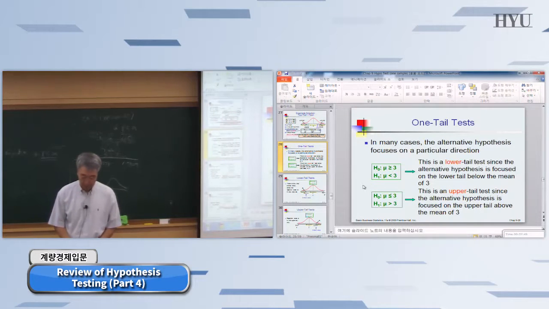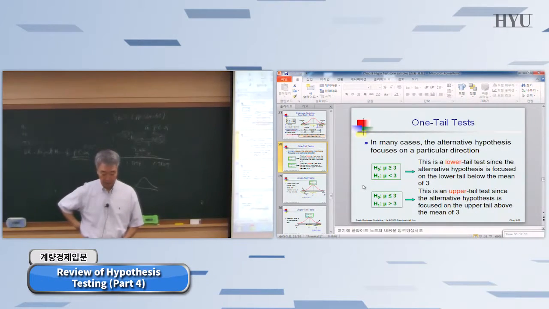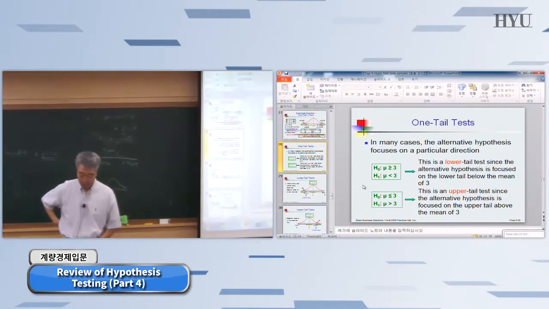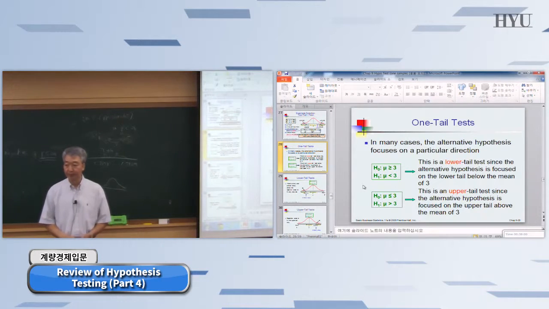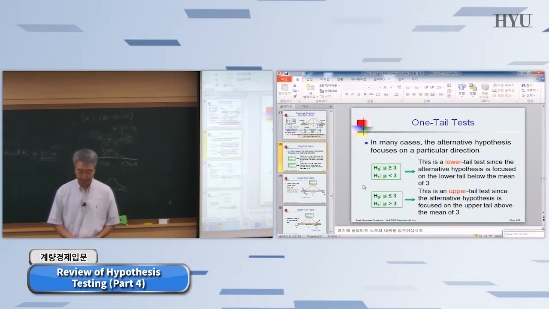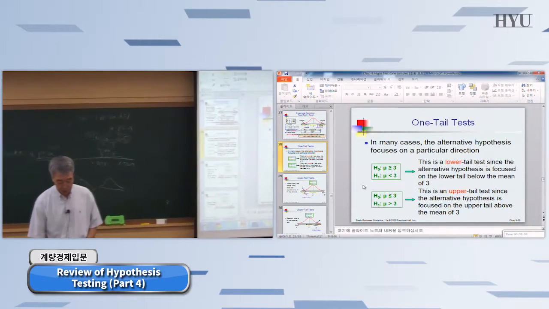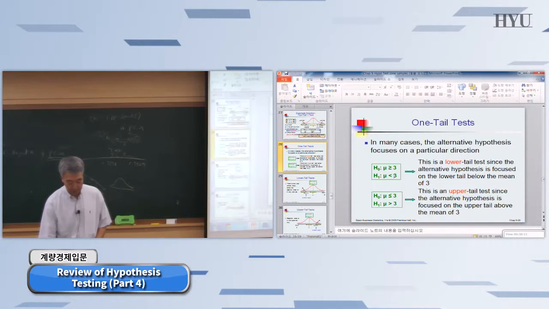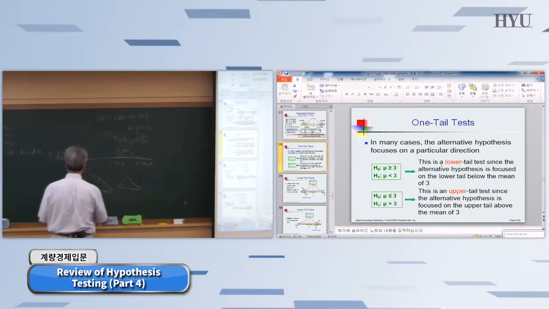All right, so the last item today is the one-tailed test. We already talked about the one-tailed test, so let me just briefly go over this. Any questions so far? One-tailed test refers to the case where the alternative hypothesis says either less than something or greater than something. Then your null hypothesis will be simply the opposite of your alternative hypothesis. Depending on the alternative hypothesis, you can decide whether this is a lower tail test or an upper tail test. If it says less than something, it's called a lower tail test because your concern is only on the lower tail.